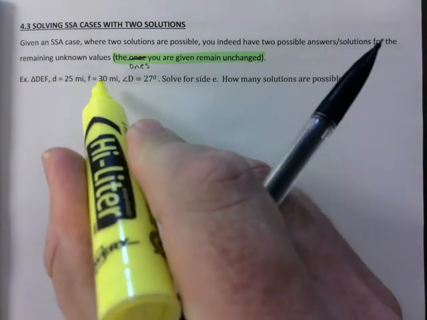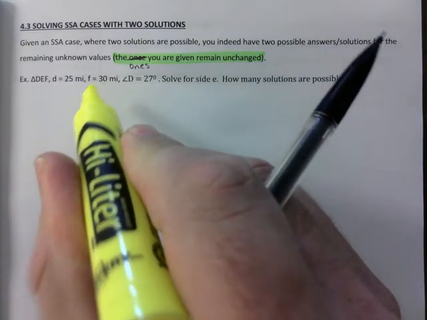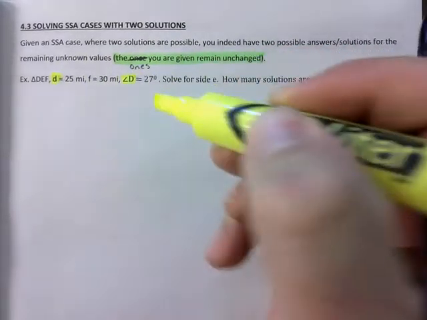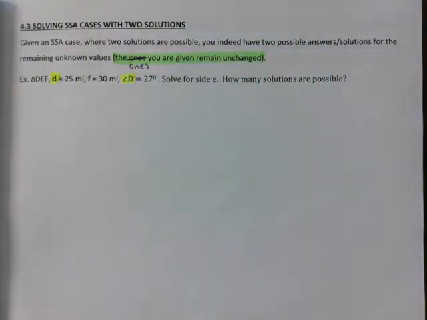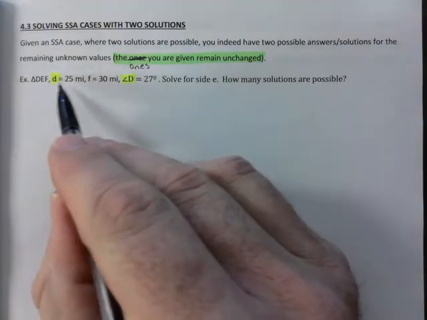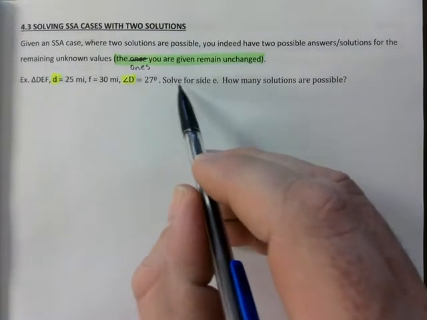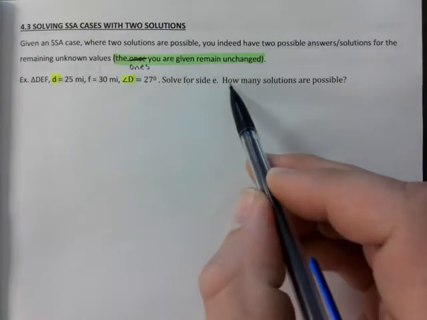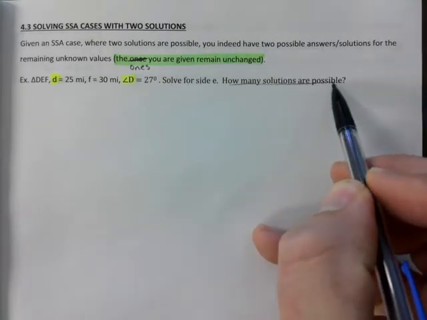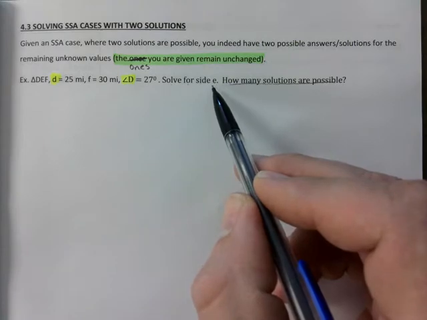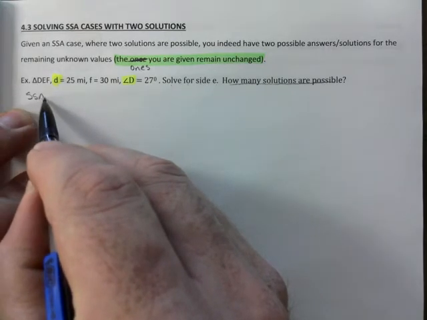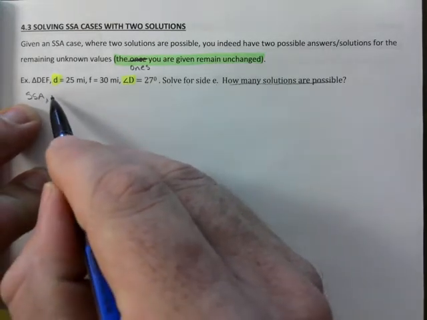I notice that there's two sides. I wonder if this is SSA, and yes, it is, right? Side D is right there, and angle D is right there. It's giving me this information, and it's saying solve for side E. But first, we need to figure out how many solutions are possible. Is it possible that side E has more than one value attached to it? So let's go ahead, this is SSA, and this is acute.